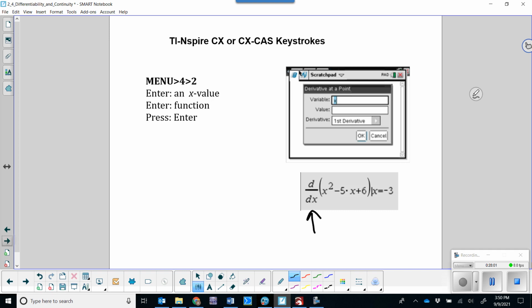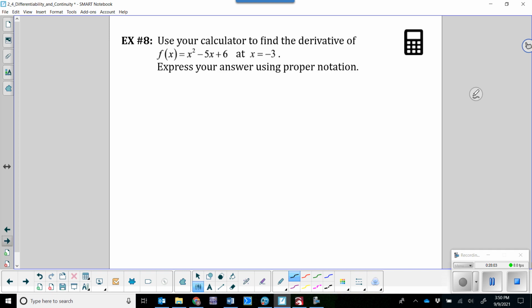Let's talk about how to write that, because we have to be careful that we know how to write everything on our paper, even when we're using the calculator. What you would do is say, I'm doing d/dx. They named the function f of x, so you can just say f of x, or you can type x squared minus 5x plus 6. And then you put down like a subscript. I would prefer you put the vertical bar, but you can say down here x equals -3. So you're literally saying, I'm doing the derivative at -3. And then you just write down what your calculator tells you.